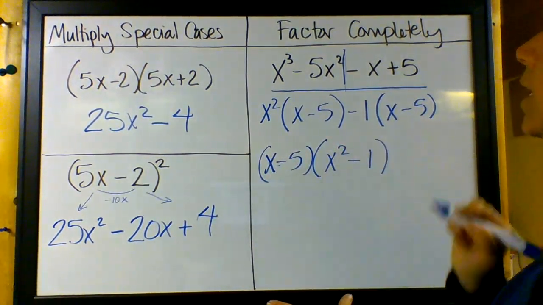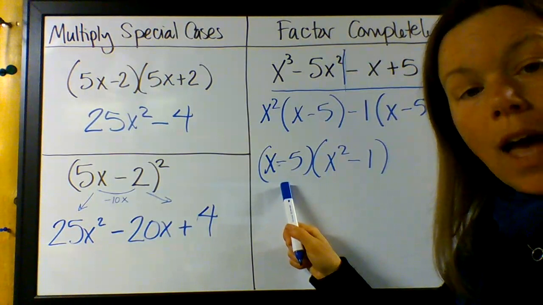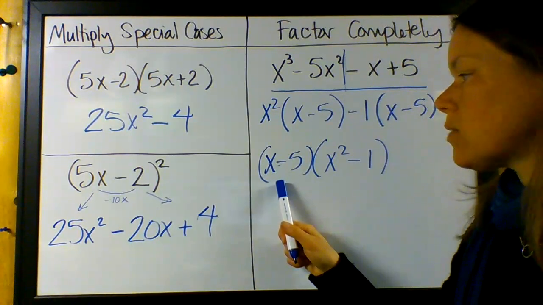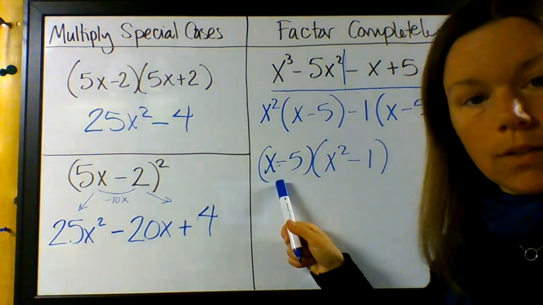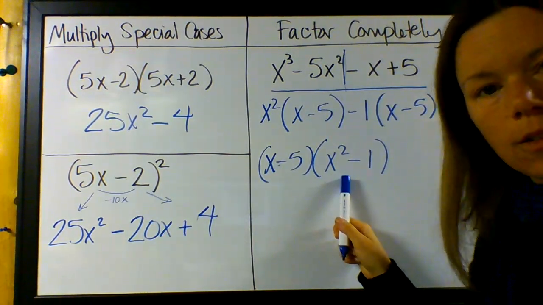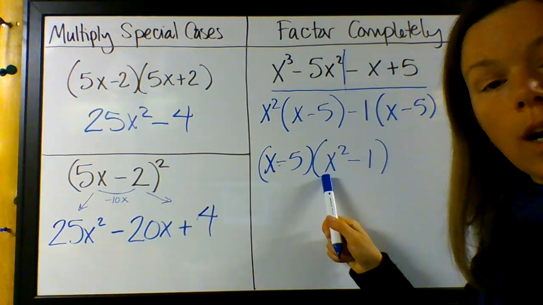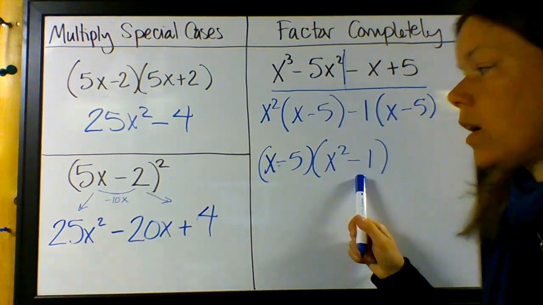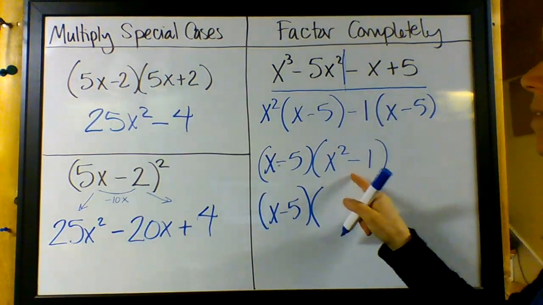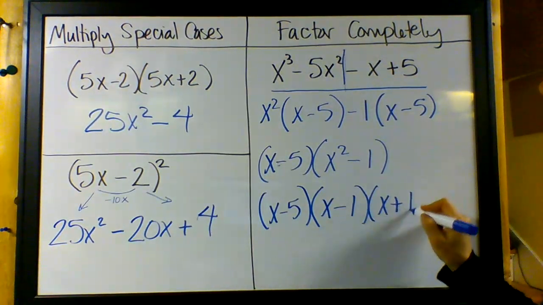x squared minus 1. Now here's the deal with factoring completely. We need to take a look at each factor and decide whether we can factor it further. Can it be factored? X minus 5? No, it cannot be factored. It's done. Okay, what about x squared minus 1? Does anybody recognize what this is? I see a difference of 2 squares. Perfect square, x squared, minus 1, a perfect square. So I'm going to keep my x minus 5. And then I'm going to take this x squared minus 1 and factor it into conjugates.